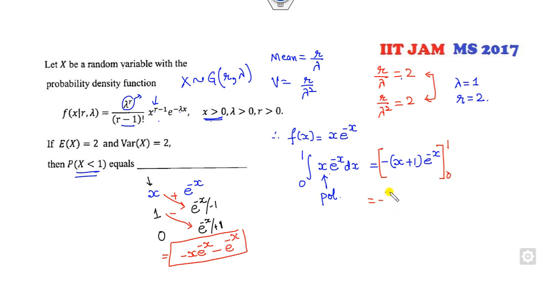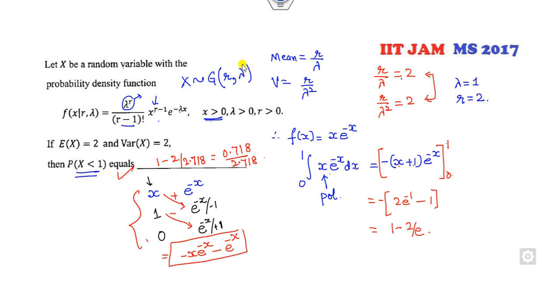So if I take the minus outside, if I take 1, it's e raised to power minus 1. If I take 0, it's 1. So what is the right answer of this? 1 minus 2 over e. So you can substitute e as 2.718. Okay, so you can see 0.718 divided by 2.718. You can use your calculator and get your answer here.